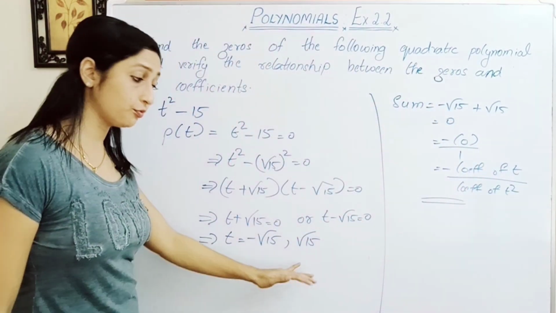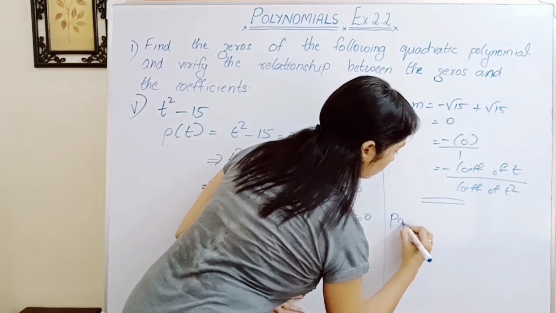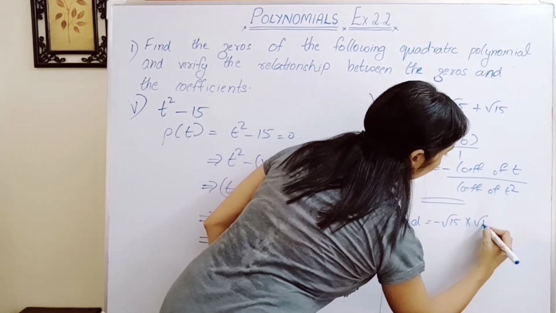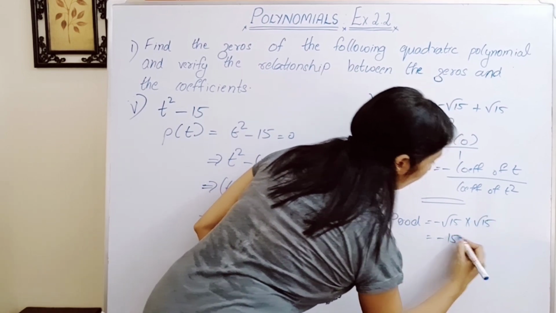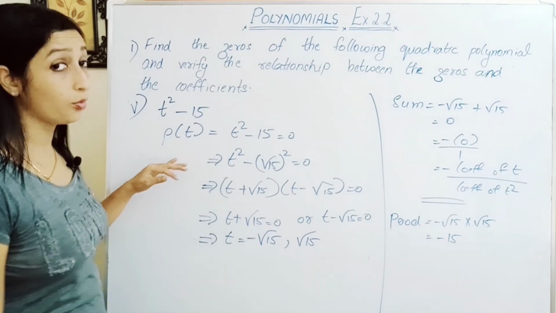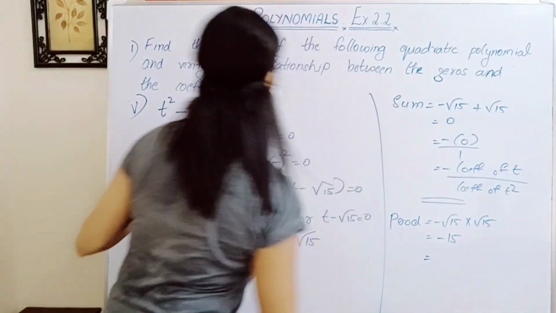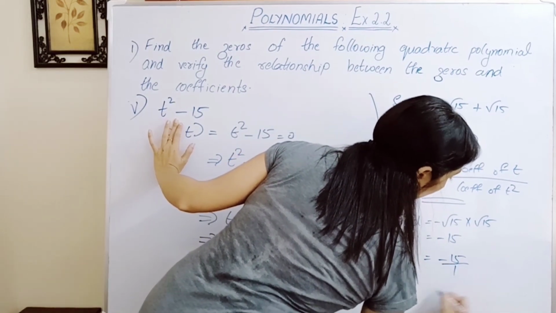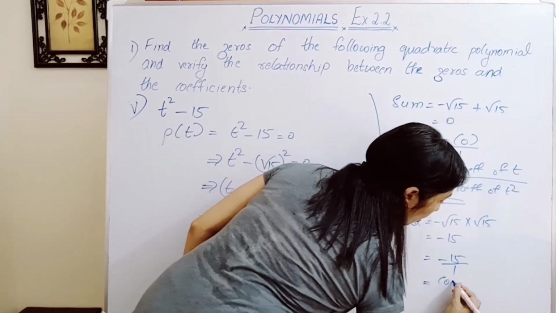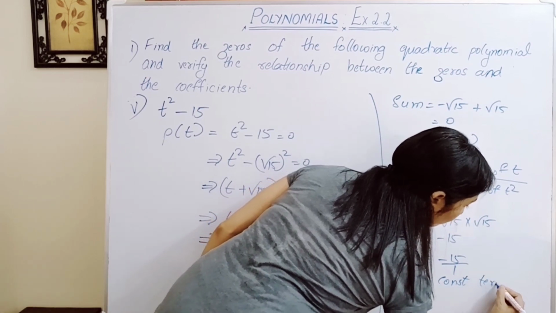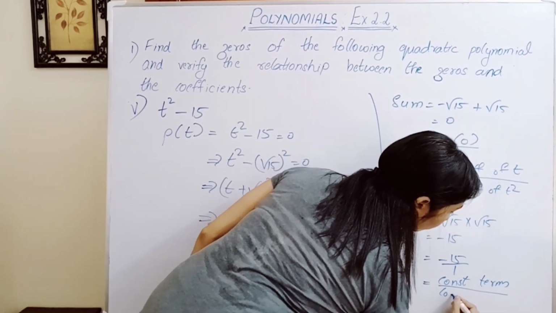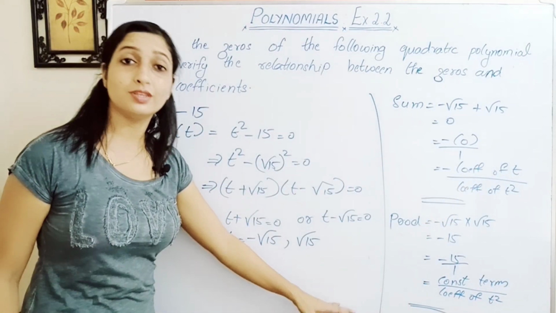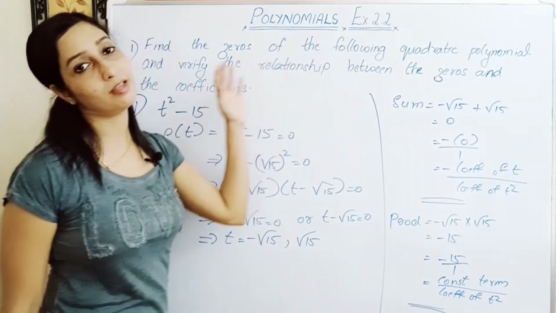Now next we need to find out the product. So what is our product here? Product is equal to minus root 15 into root 15, which is equal to minus 15. So how can you write it as? You can write it as minus 15 by 1, which is equal to constant term by coefficient of t square. So this is a relation between the zeros and the coefficients.